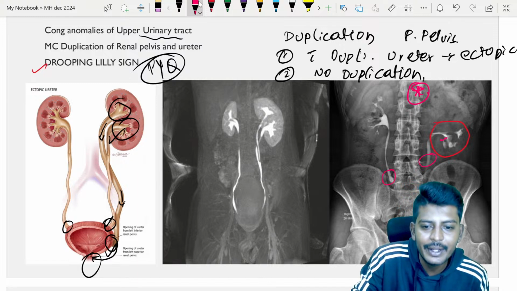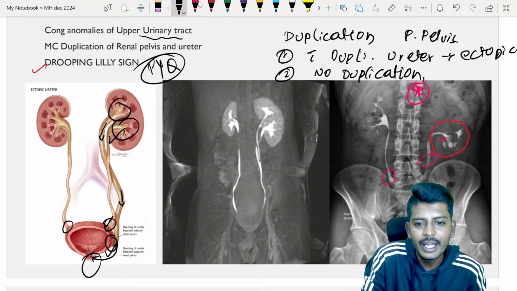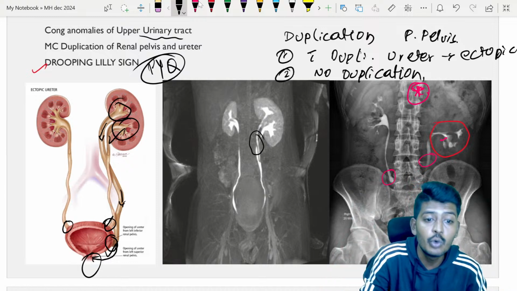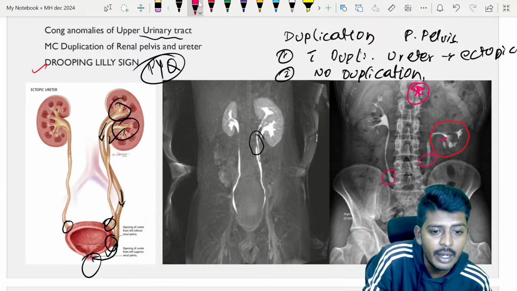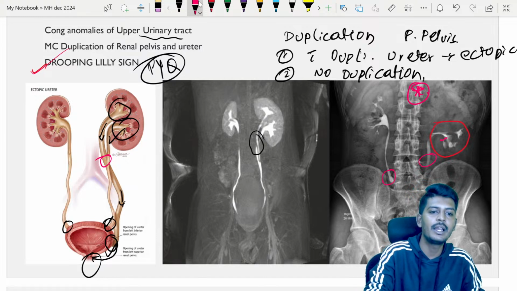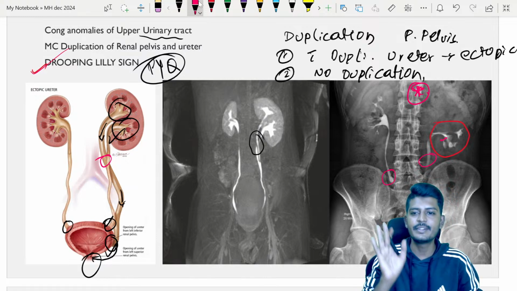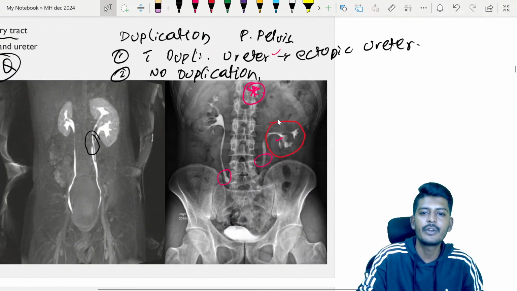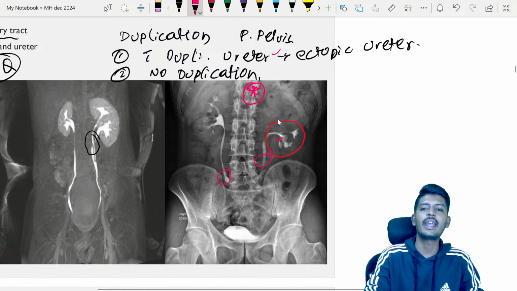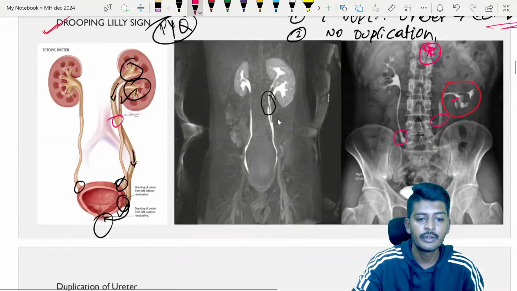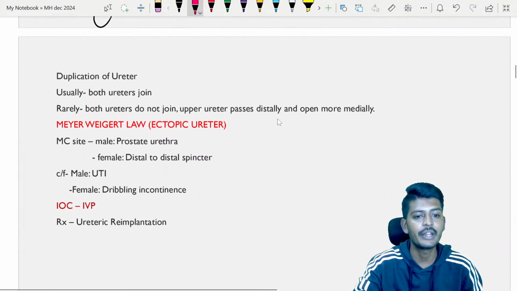But look here, there is a duplication of ureters. And sometimes these duplicated ureters can fuse together. That is also possible. So they may ask what is the drooping lily sign, in which disease is it seen, and what complication it can have. It can be with duplication of ureter. If it is with duplication of ureter, the ectopic ureter is the consequence which we are going to face further. So let's go to the next one, duplication of ureter.